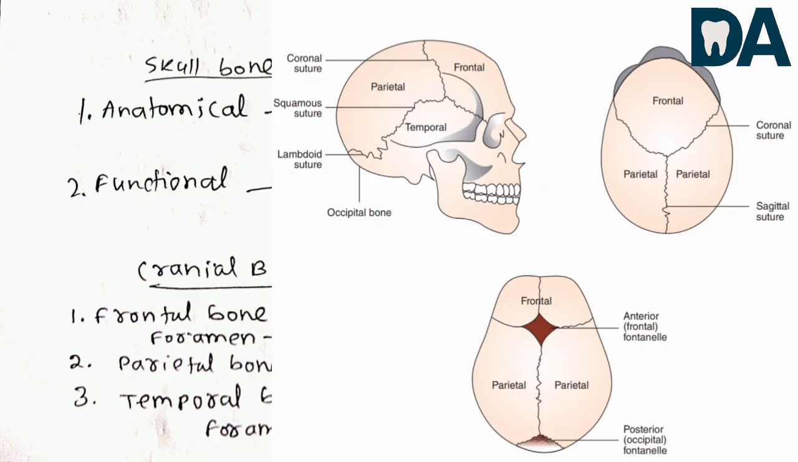Squamous sutures are present between the squamous part of the temporal bone and the lower or inferior border of the parietal bone. Sagittal suture forms between the two parietal bones. Coronal suture is present between the two parietal bones and the frontal bone, and lambdoid suture is present between the occipital bone and the parietal bones.